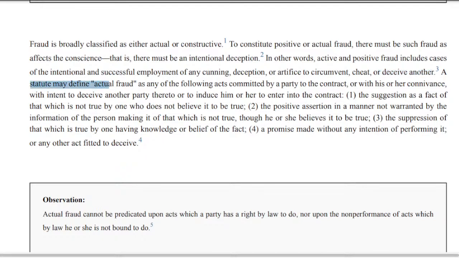A statute may define actual fraud as any of the following acts committed by a party to the contract, or with his or her connivance, with intent to deceive another party thereto, or to induce him or her to enter into the contract. 1. Here it is. The suggestion as a fact of that which is not true by one who does not believe it to be true. 2. The positive assertion in a matter not warranted by the information of the person making it, of which is not true, though he or she believes it to be true.